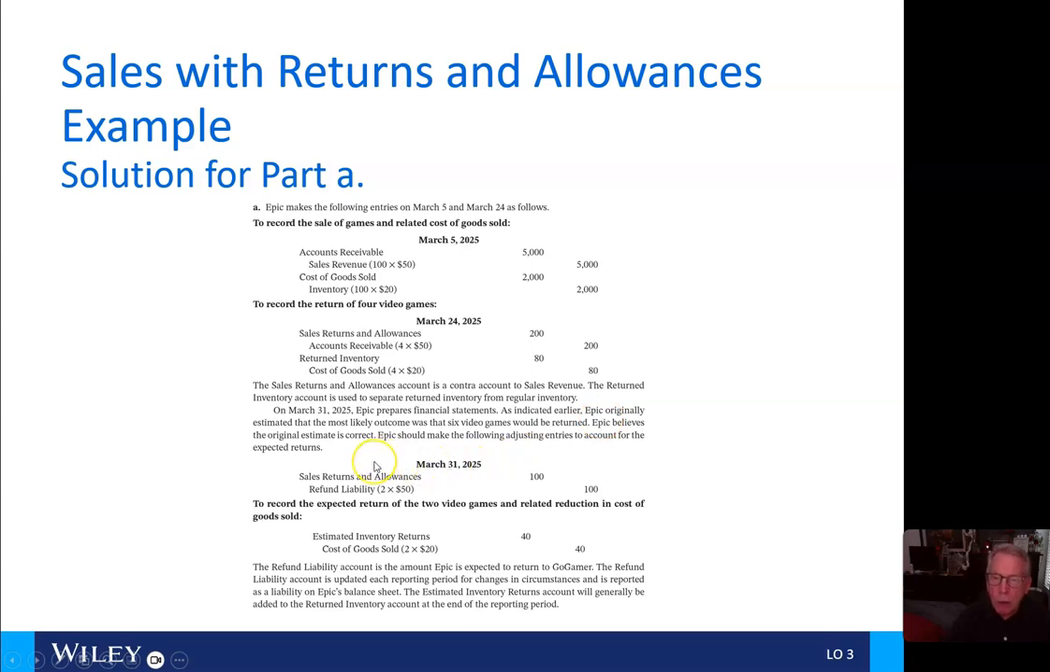And then on March 31, 2025, it's going to prepare its financial statements, and originally estimated that the most likely outcome was that 6 video games would be returned. Epic believes the original estimate is correct. And on March 31, then we're going to show an additional 2 sales returns and allowances and refund liability.